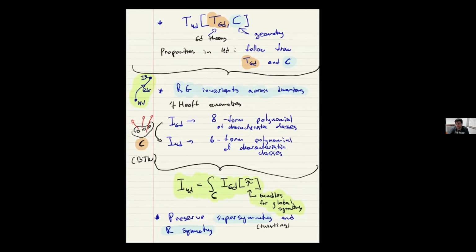In 4 dimensions, we had a theory in 4 dimensions. We flowed to a theory in 4 dimensions, and we had a 4D anomaly polynomial in the UV and in the IR. It should have been the same. Here we start from a 6D theory, which has an 8-form 6-dimensional anomaly polynomial, and we end up with a 4-dimensional theory, which has a 6-form anomaly polynomial. So we need, in some way, to be able to relate these 2 anomaly polynomials. And the relation is very simple, okay?